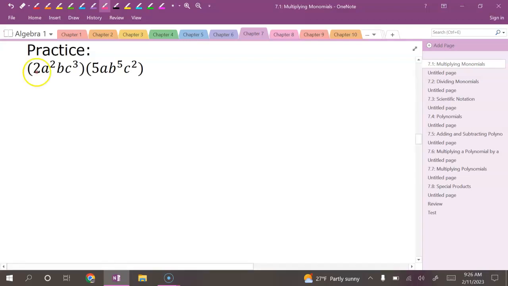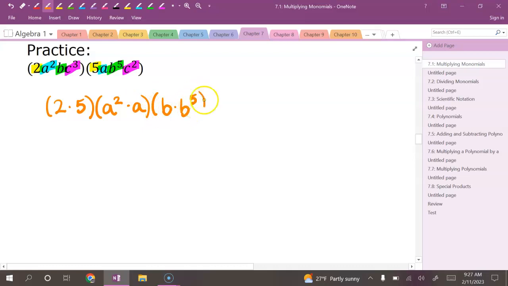All right, for this first one, my numbers that I match up are 2 and 5. My letters, I had a squared and an A. Then I had a B and a B to the 5th, and then C to the 3rd and C squared. If it helped you to group them together in parentheses like I'm doing right here, that's great. If you don't need that step, that's fine too, if you're starting to feel more comfortable with these types of problems.